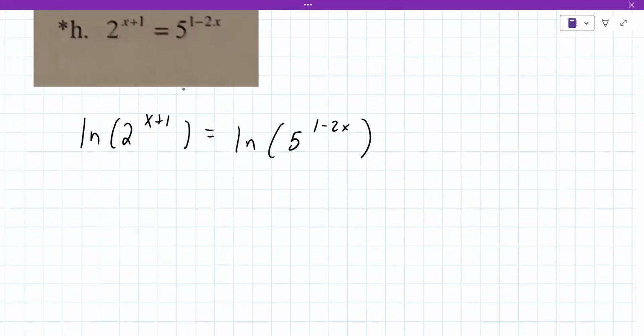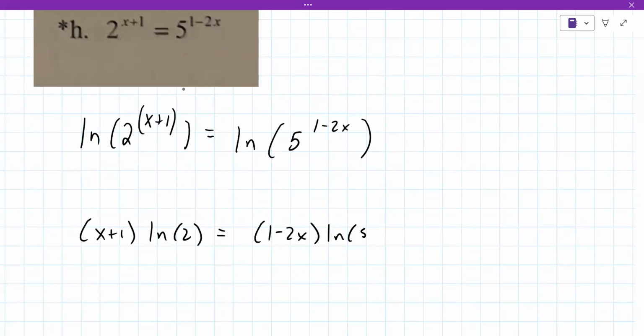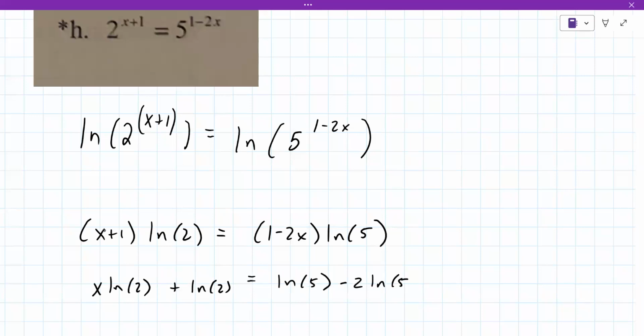All right, so now it's very important to remember that it's really x plus 1 in parentheses. (x plus 1) natural log of 2 equals (1 minus 2x) natural log of 5. Really important, because even though natural log of 2 looks weird, it is a number, just some sort of number. You're distributing that to both of these. So this is x natural log of 2 plus the natural log of 2. You can put a 1 there in front if you want. Same thing over here, natural log of 5 minus 2 natural log of 5 times x.